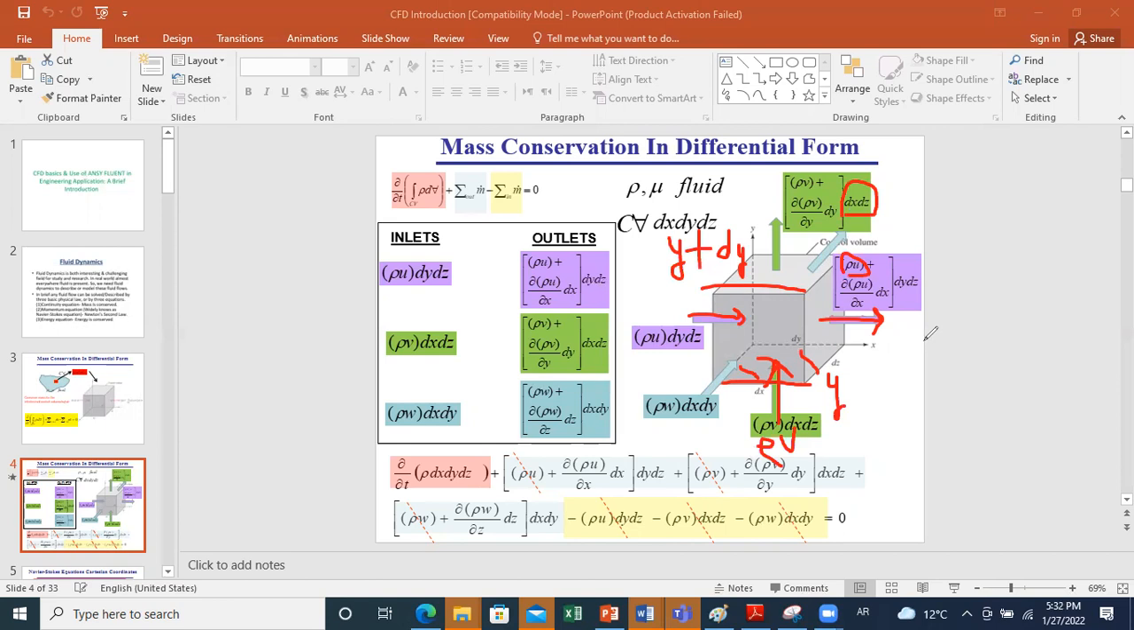And I do the same work for the third direction, which is along z. So I have these fluxes. And now what is different is that the velocity will be along z, so the function is rho w. When I express all of these, yes.